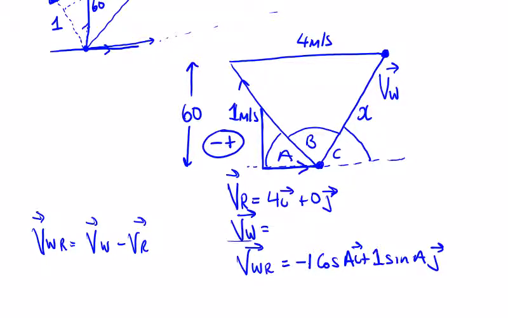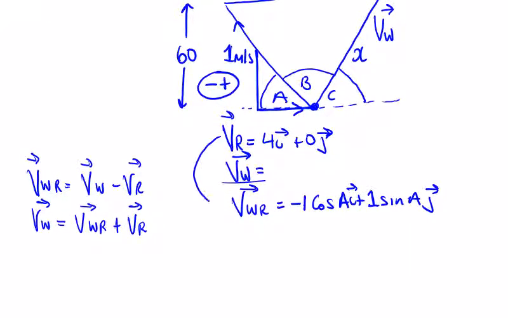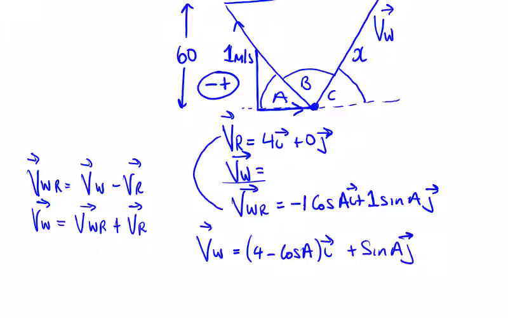So we're looking for the velocity of the woman. I'd have to bring the river to the left. It's the velocity of the woman relative to the river plus the velocity of the river. So I have to add my two vectors together to get the velocity of the woman. And that's going to be equal to 4 minus cos A, putting my 1 in if I wanted, in the i direction, and just plus sin A in the j direction.